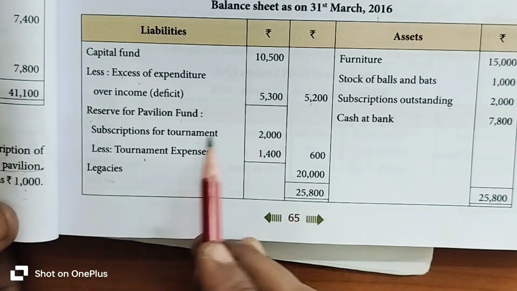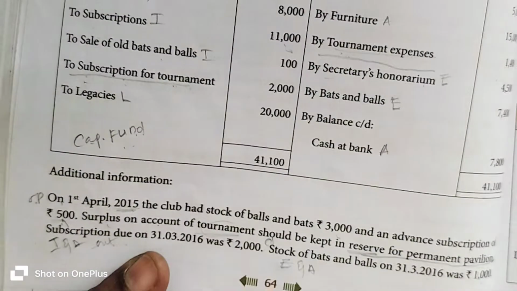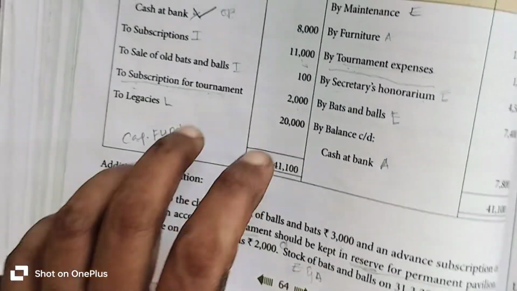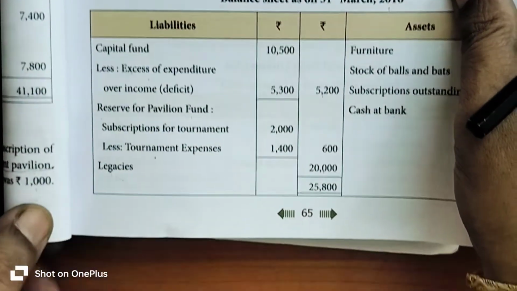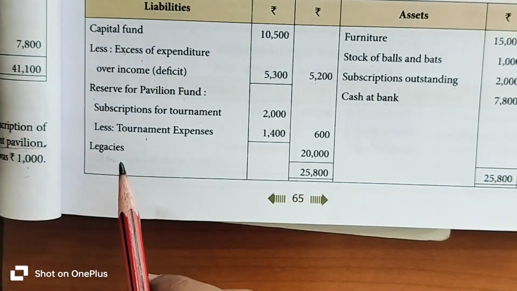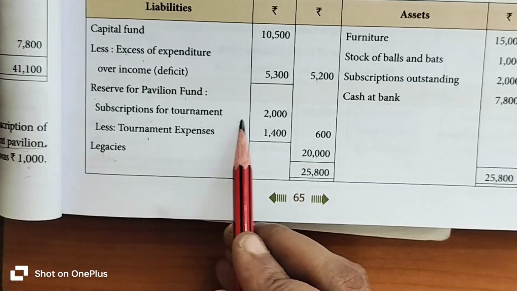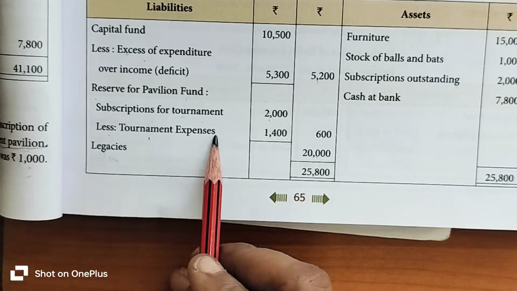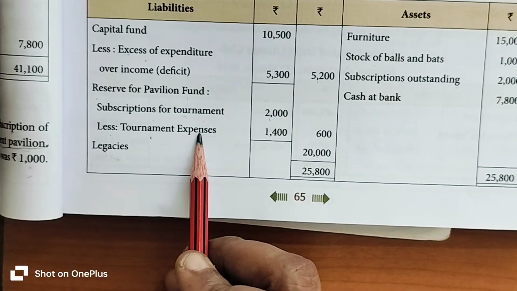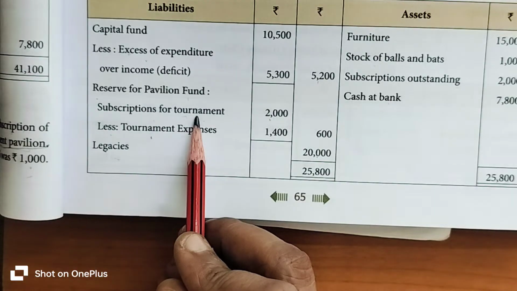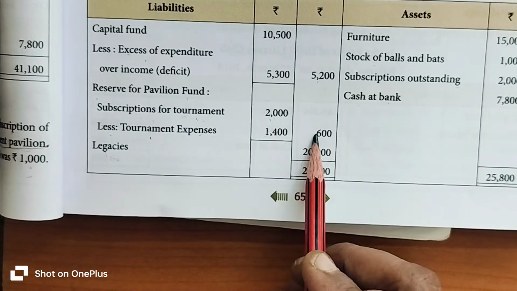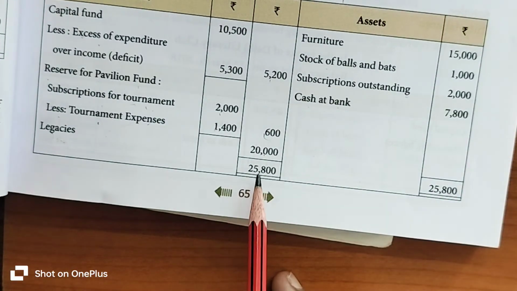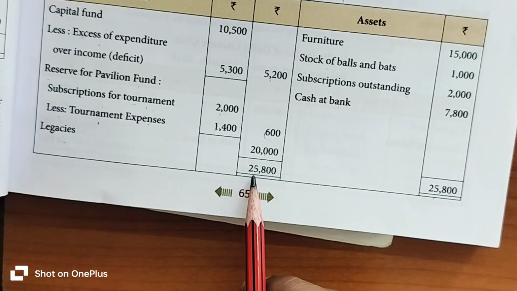Subscription for tournament, how much rupees? Subscription for tournament 2,000 rupees. We have to separately enter that item on the liability side, the tournament fund and sports fund. Okay, so subscription for tournament 2,000 rupees, and we have to subtract tournament expenses from the specific tournament subscription fund. Okay, after subtracting you will get 600 rupees. You will get the same value on both the asset and liability sides, that is 25,800 and 25,800.